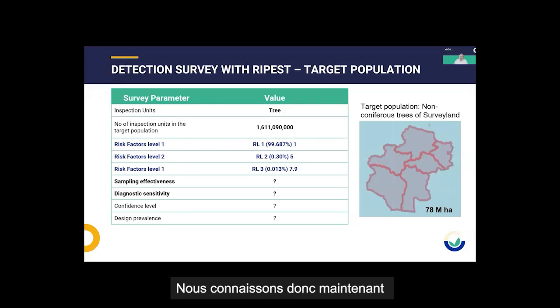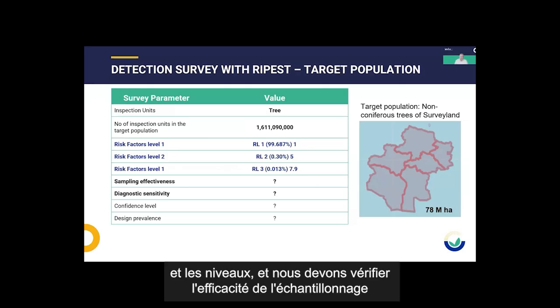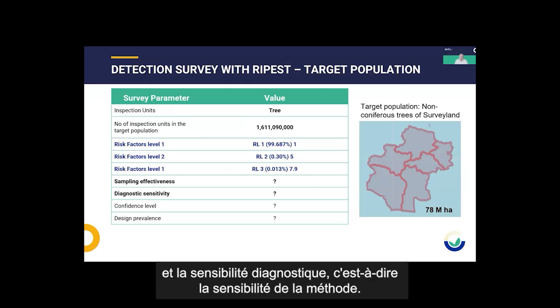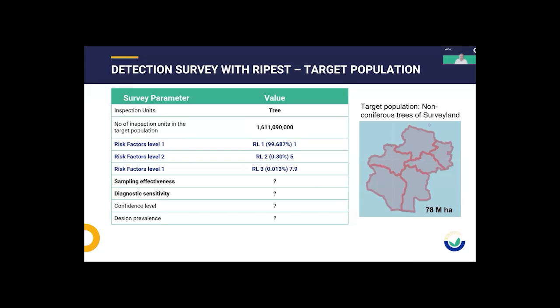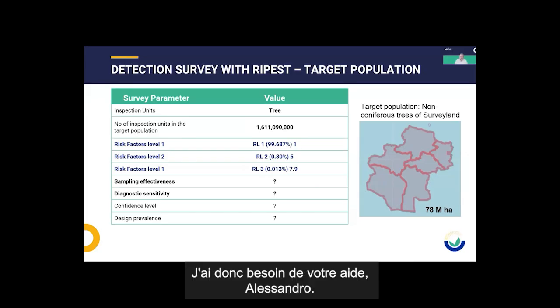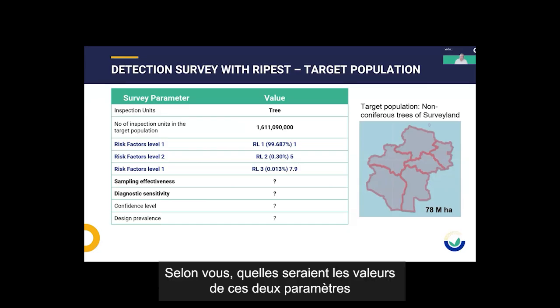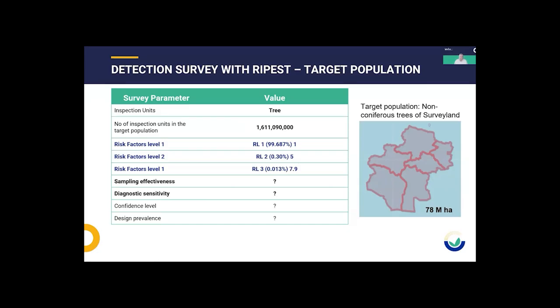So we now know the risk factors and the levels, and we have to go for the sampling effectiveness and diagnostic sensitivity, that is the method sensitivity. So I need also now here your help, Alessandro. What do you think could be the values for these 2 parameters for our pest?